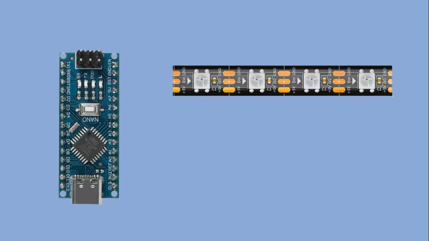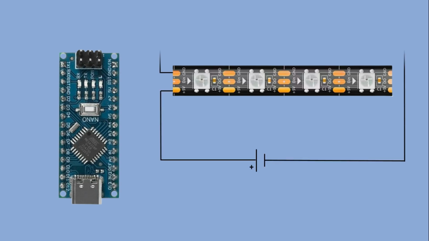The connectivity is very simple. If you are controlling just a few LEDs, like in this example, we can power them directly using the 5 volt and ground pins of the Arduino. If we have more LEDs to control, or we are using strips that require a higher operating voltage, like 12 volts, we need to use an external power supply. Just make sure it can provide enough current for the total number of LEDs.